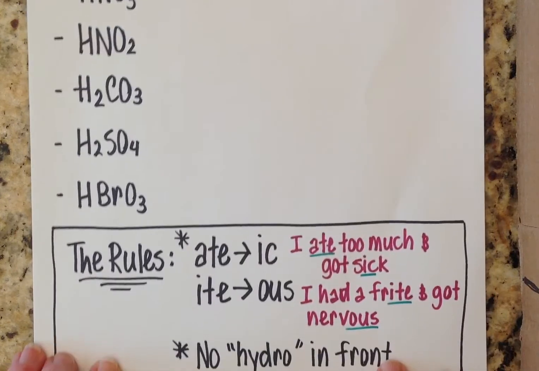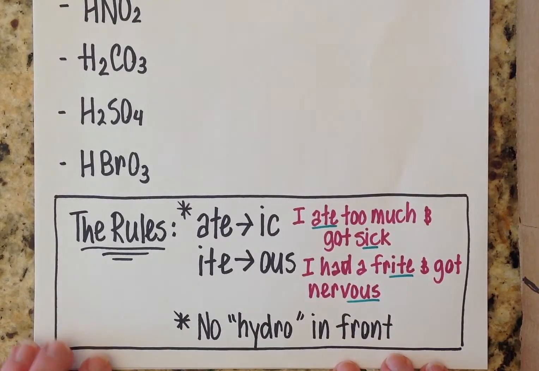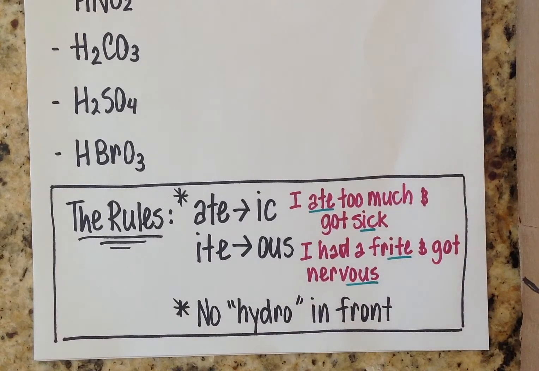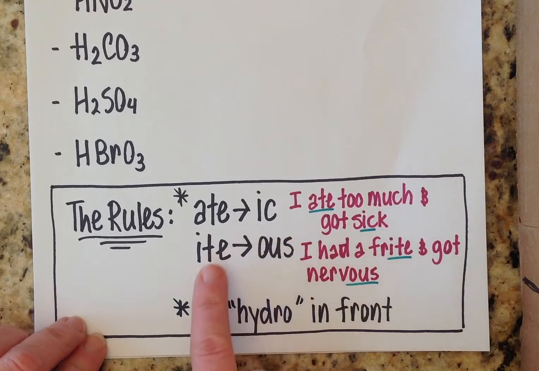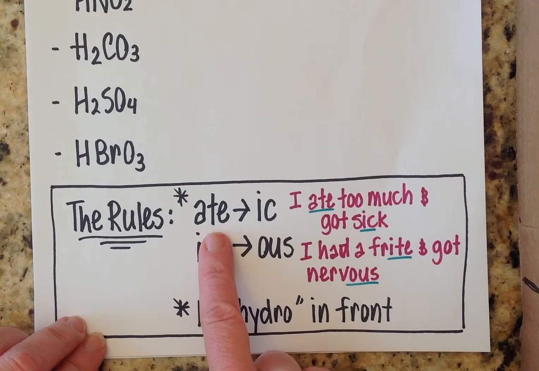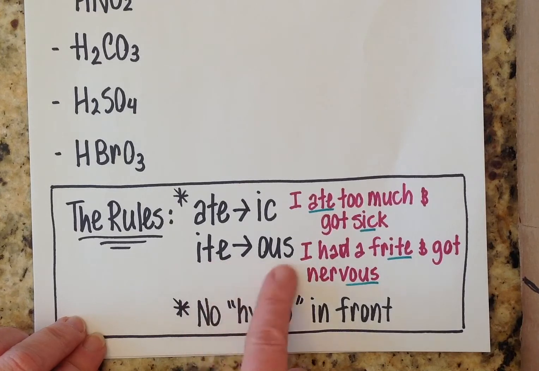So I'm going to go ahead and direct you to this little rule at the bottom so you'll know what we're doing. If your polyatomic ion ends with ate, you are going to change that ending to ick. If your polyatomic ion ends with ite, you will change that ending to us. I ate too much and got sick. I had a fright and got nervous. Yeah, that one was a little bit of a stretch. That's the best I could come up with. So had to misspell fright there, but it works.